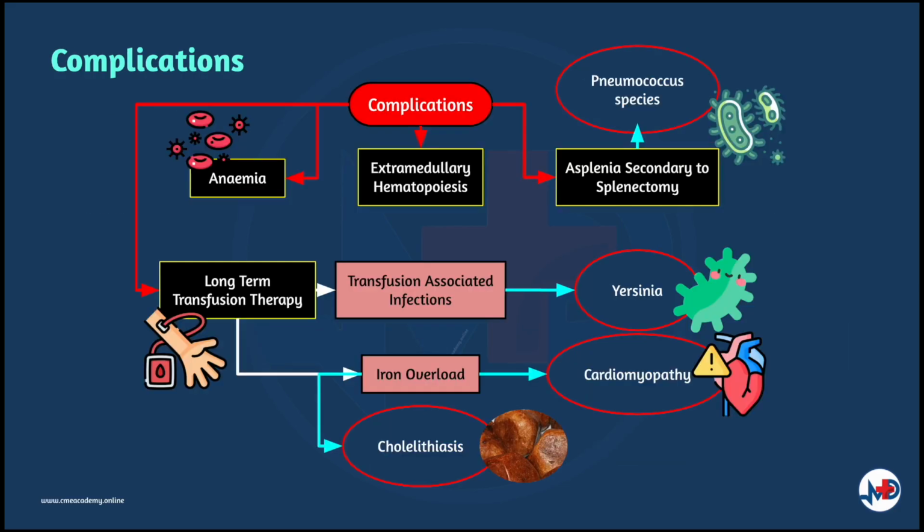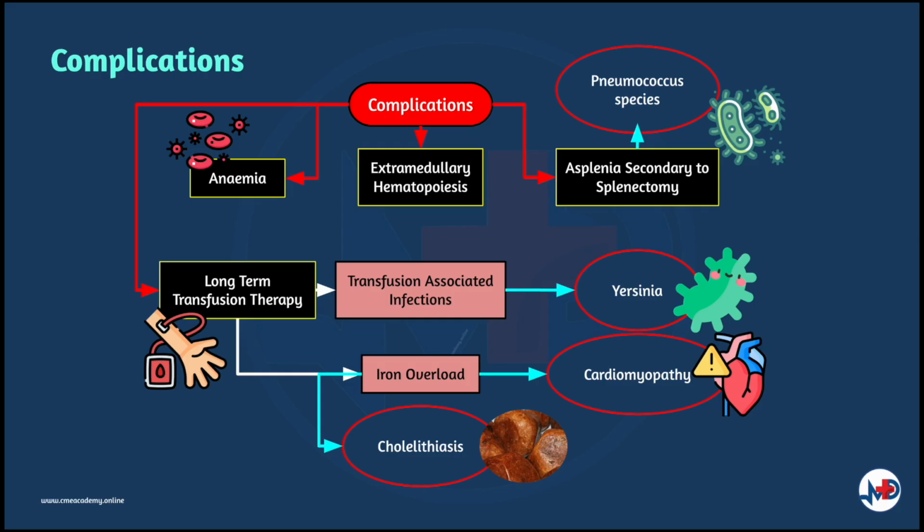There are some complications associated with beta thalassemia, such as anemia, extramedullary hematopoiesis, and asplenia secondary to splenectomy. And there are also medical complications from long-term transfusional therapy that can be considered. This includes iron overload, as discussed earlier, and transfusion-associated infections such as hepatitis. Interestingly, it was found that iron overload cardiomyopathy accounts for the majority of deaths in thalassemia patients.